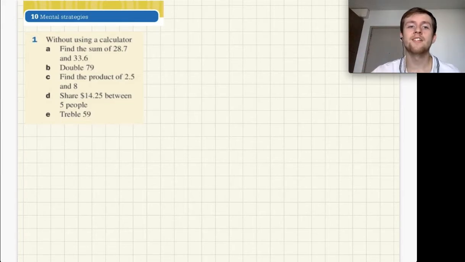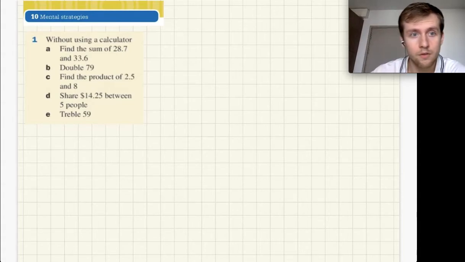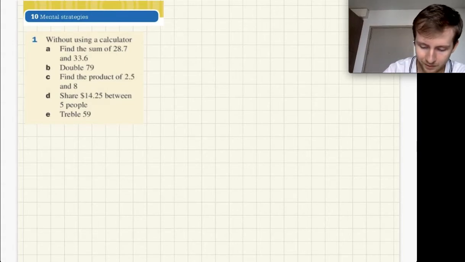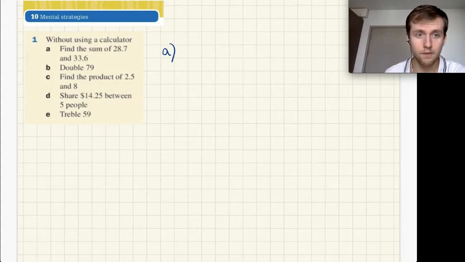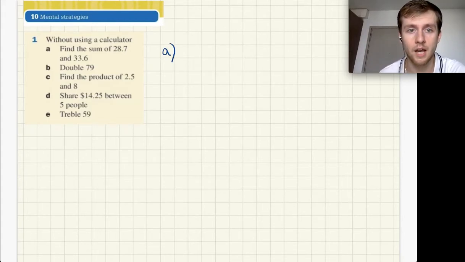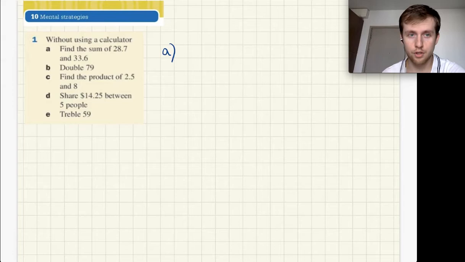Hello everyone! This lesson is about mental strategies and the way to use them to solve the actual problems. Let's do it. So first we have to find the sum of 28.7 and 33.6.